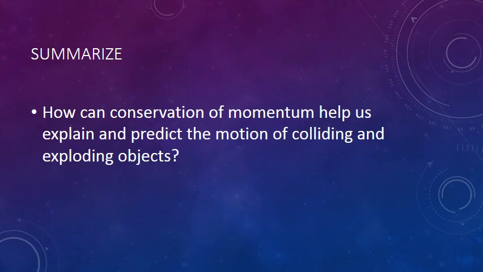So to summarize, think about how we can use conservation of momentum to help us explain and predict the motion of colliding and exploding objects. So we're looking at objects' mass and their velocity to figure out what's going on with their momentum and what they should be doing after impact.